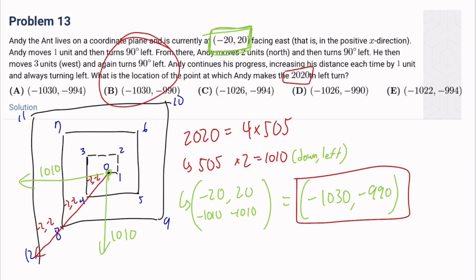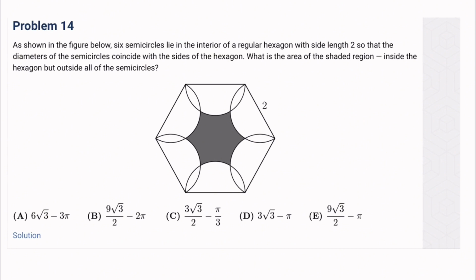It's B. Number 14. As shown in the figure below, 6 semicircles lie in the interior of a regular hexagon with side length 2 so that the diameters of these semicircles coincide with the sides of the hexagon. What is the area of the shaded region inside the hexagon but outside all of these semicircles? So we want this area right here.